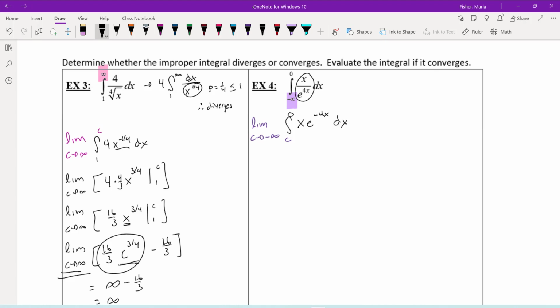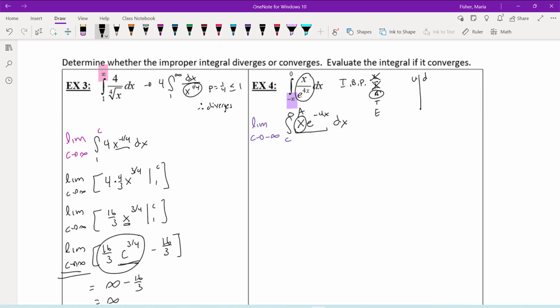Well, how am I going to integrate x e to the negative 4x? In order to integrate this when it's algebra and exponentials mixed, remember what we needed to do is integration by parts. And when we're using integration by parts, we use LIATE to assist us in figuring out what should be u. Well, I don't have a log, I don't have inverse trig, but I do have algebra, so my algebra is going to be my u. Well, if u is equal to x, I know that I can take that derivative down to 0, so I can use the tabular method.